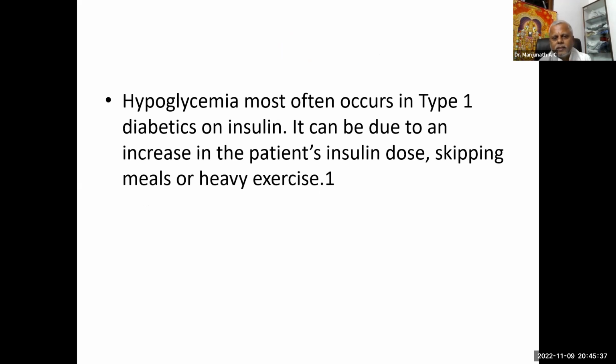Hypoglycemia most often occurs in type 1 diabetics on insulin. It can be due to an increased insulin dose, skipping meals, or even heavy exercise.